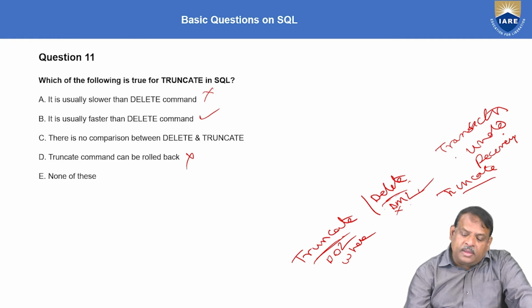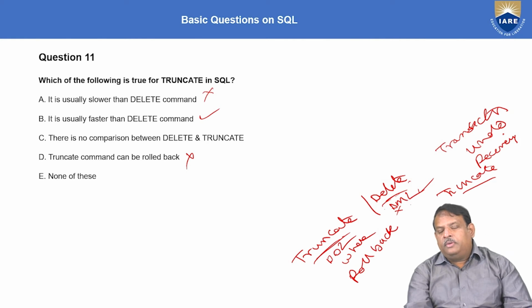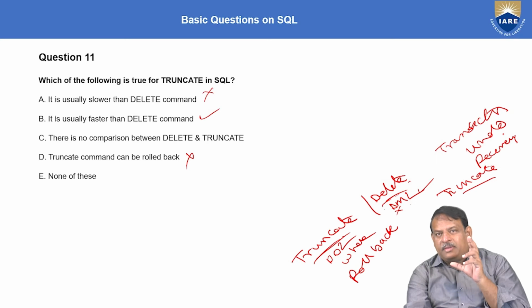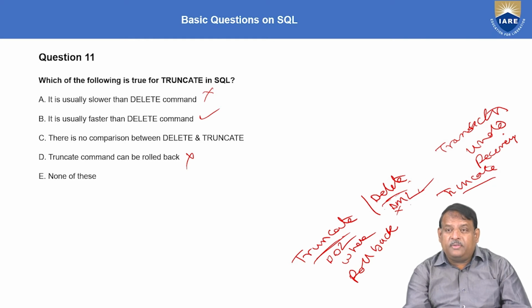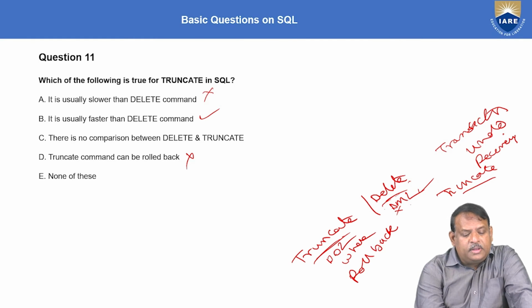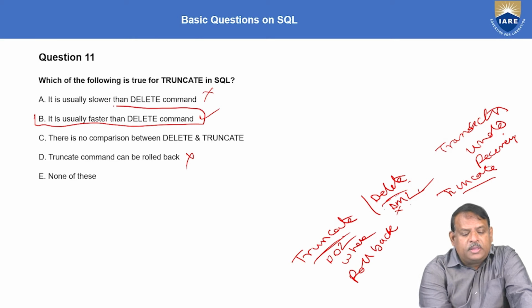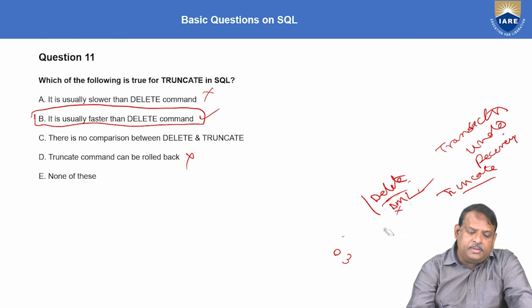In the case of delete, you can use a rollback if you are part of a transaction. If your delete statement is a part of a transaction control statement, then by using the rollback, you can undo your changes. But in the case of truncate, your data is gone forever. So the answer is B. It is usually faster than the delete command. This is the right answer.